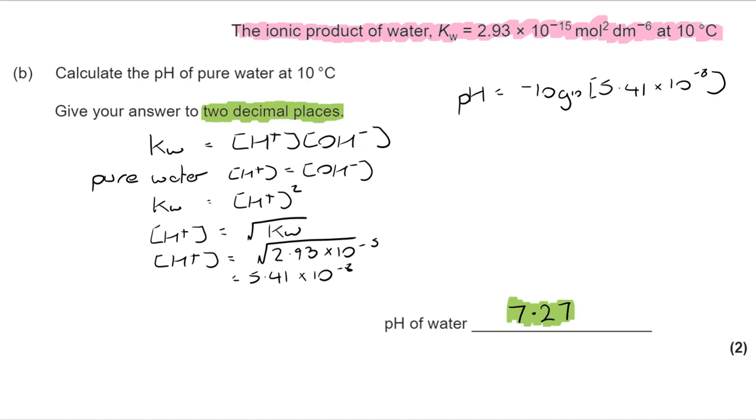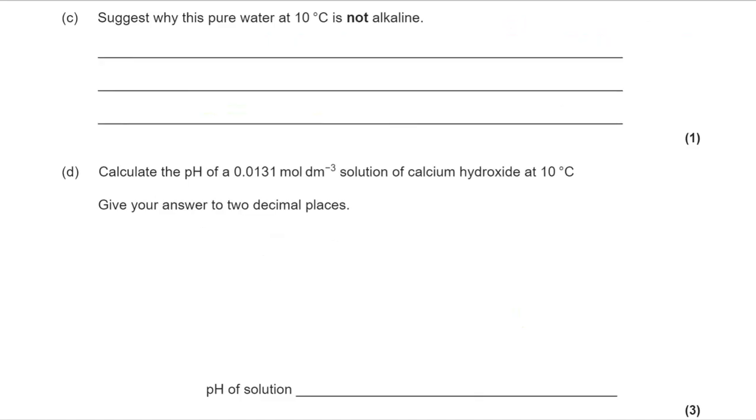If I move on to part C, why is pure water at 10 degrees C not alkaline? Well, in a sense, we've already answered this by going through the previous question. Acidity and alkalinity are about the concentration of H plus and OH minus. So if they are equal, we don't have overall acidity and alkalinity. The pH might not be 7, but that's only true as a pH of pure water at 298K. That's the new idea we need to take on board in A level.